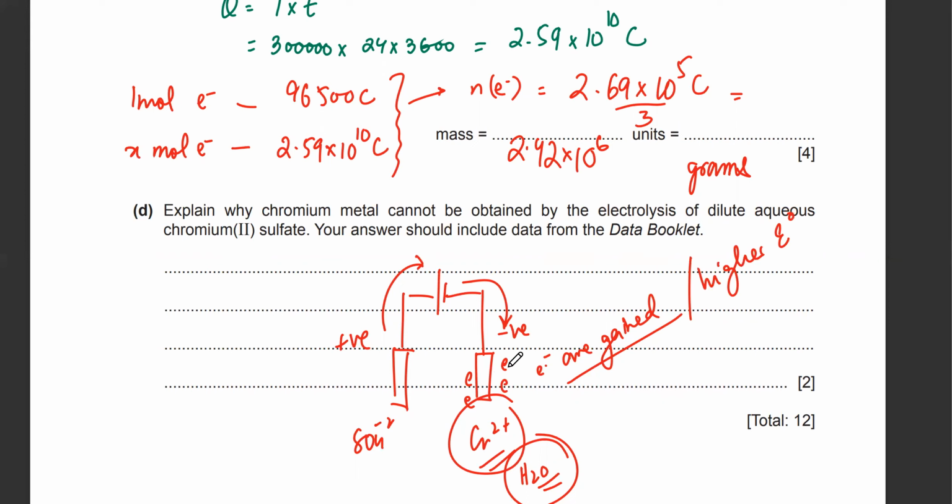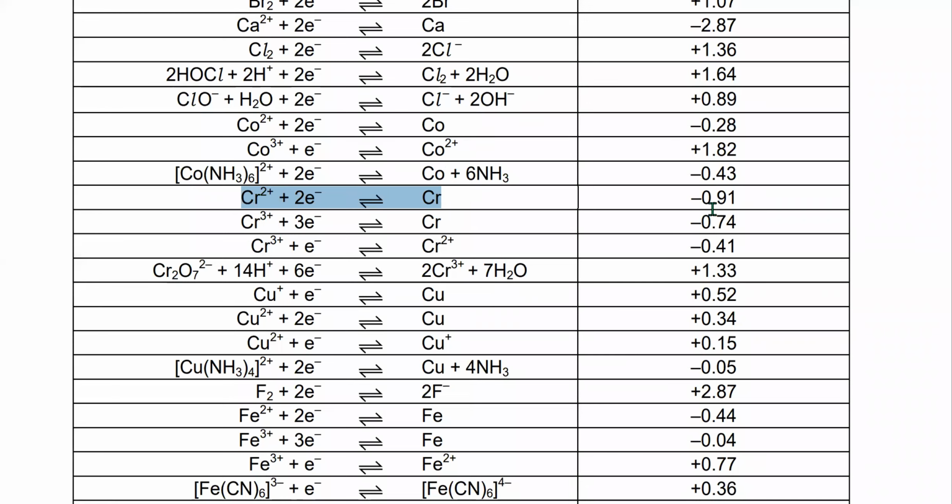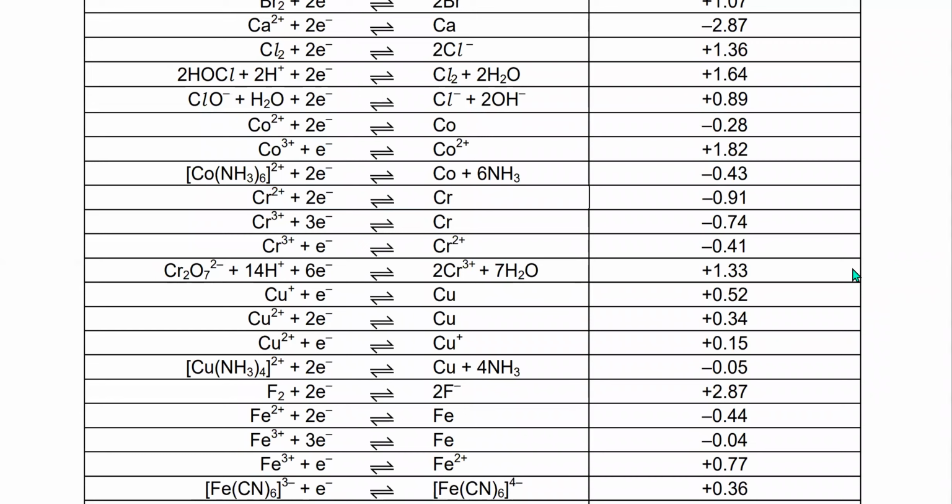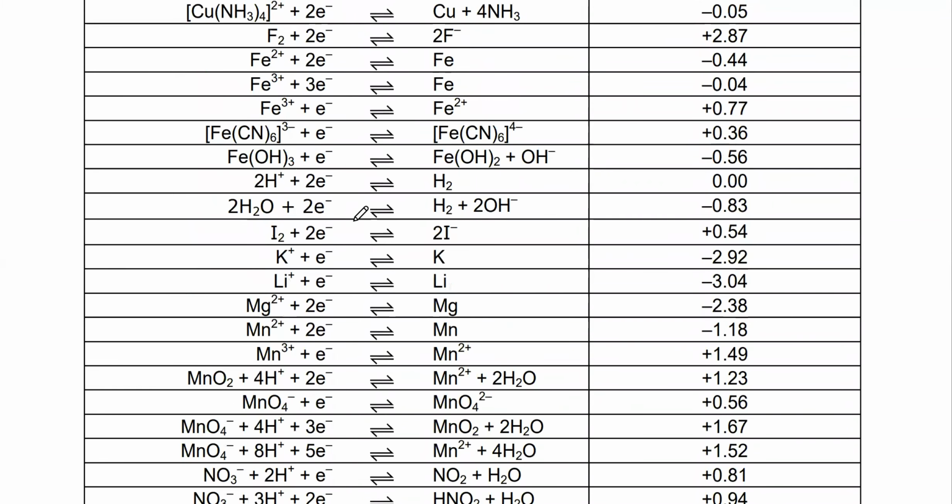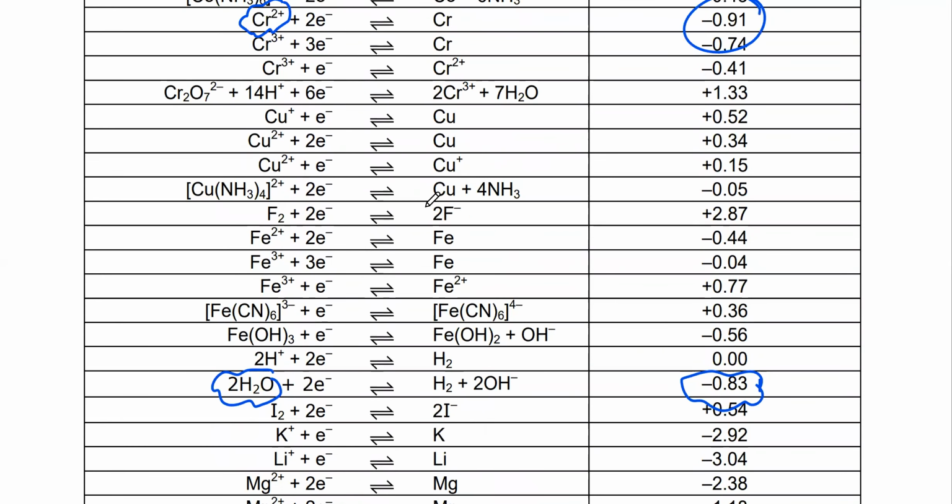So you've got chromium 2 plus, and the value for that is minus 0.91 volts. So I'm going to circle that value. Chromium 2 plus gaining 2 electrons, that's the only one. Who else? Water gaining electrons. So there's water gaining electrons as well, minus 0.83. So who's more positive? It's definitely water. That's the higher potential. That's the one that's going to gain electrons.